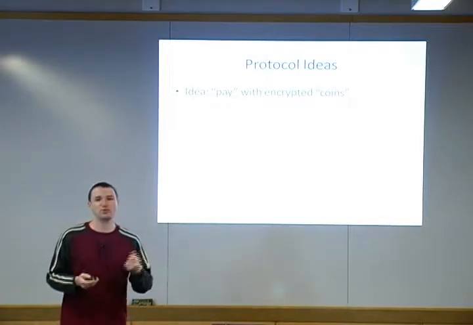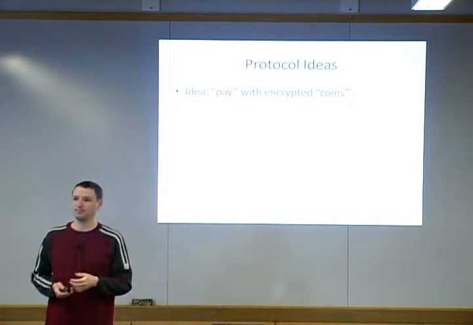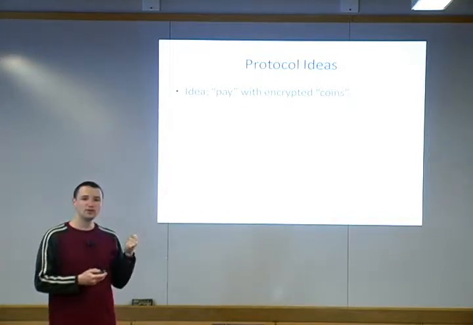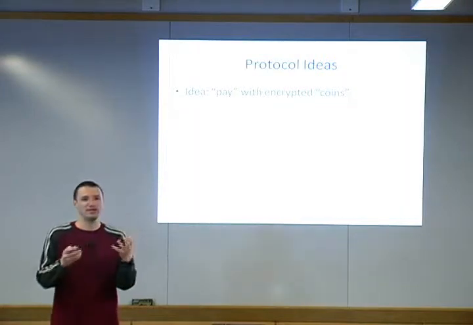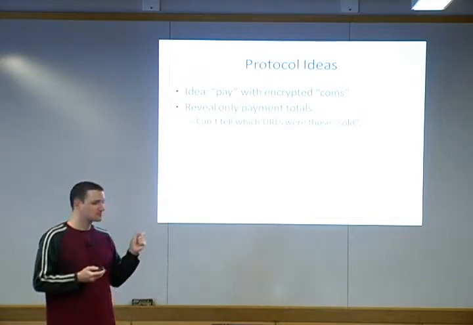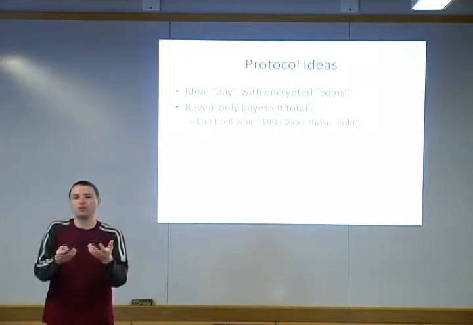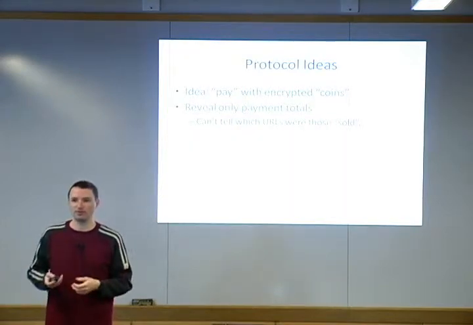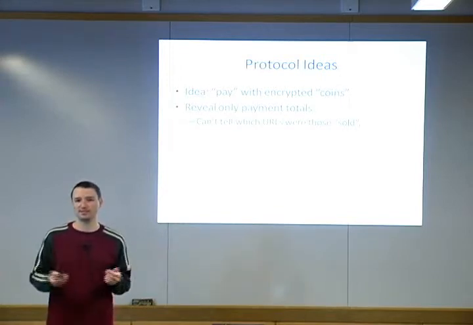The idea is that we're going to do this transaction by transaction. So each URL is going to be a separate transaction. And we're going to pay for a transaction not with real money, but with encrypted coins. And the idea is that Sally, the seller, won't be able to tell whether Bob is paying with a real coin or a fake counterfeit coin until the end of the month. At the end of the month, she's going to know how many real coins he paid.